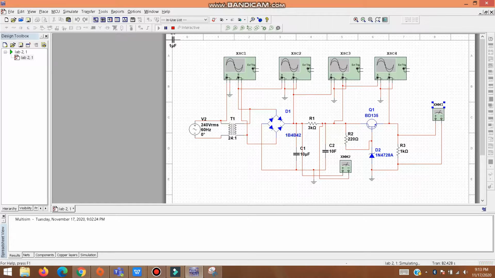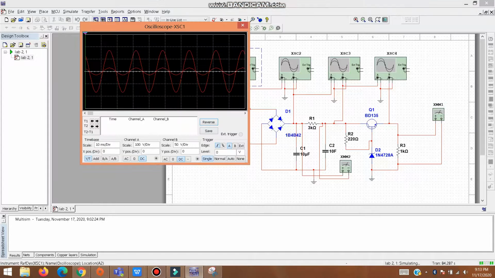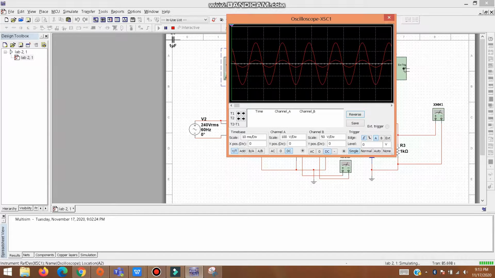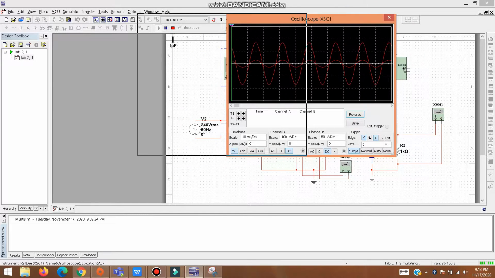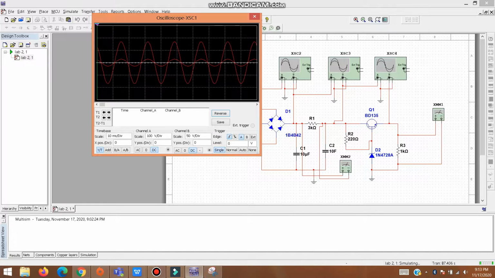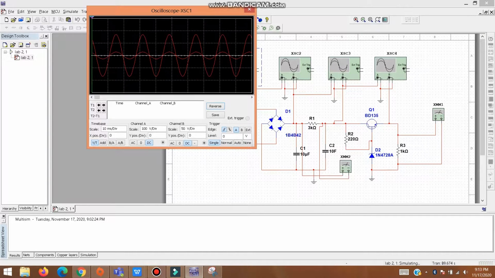So from our transformer, you can see the AC signal, because this is our source, we use the AC signal. From this AC signal we want to change the AC signal to a DC signal. So we put a rectifier to change the AC signal to a DC signal.